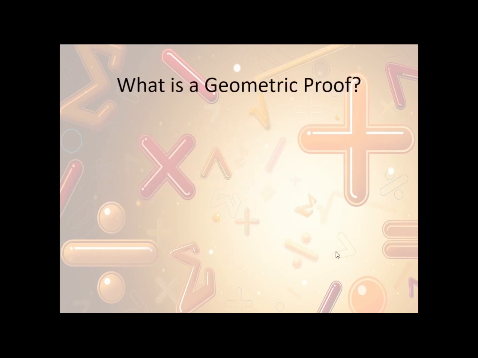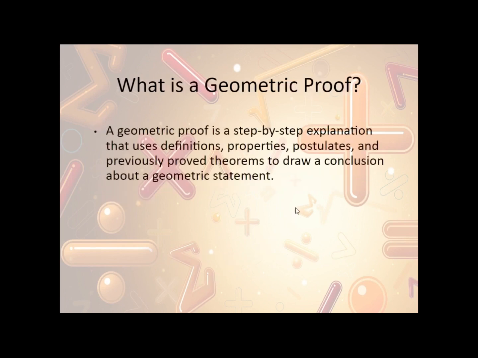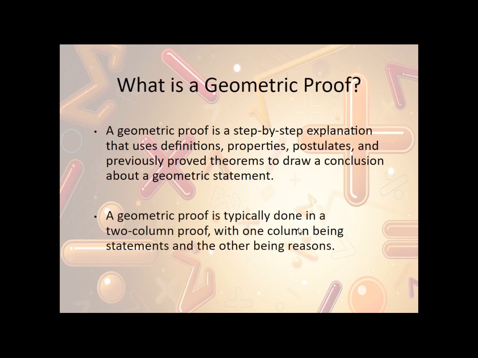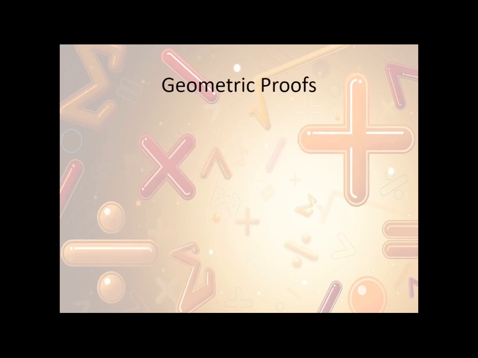Now, what is a geometric proof? A geometric proof is a step-by-step explanation that uses definitions, properties, postulates, and previously learned theorems to draw a conclusion about a geometric statement. A geometric proof is typically done in a two-column proof with one column being the statements and the other being the reasons. So what do geometric proofs look like?